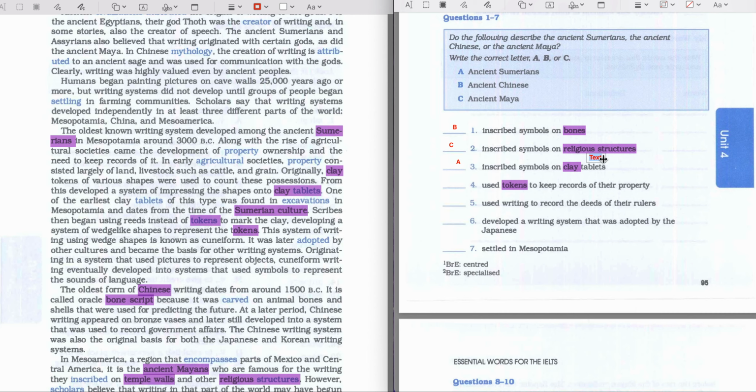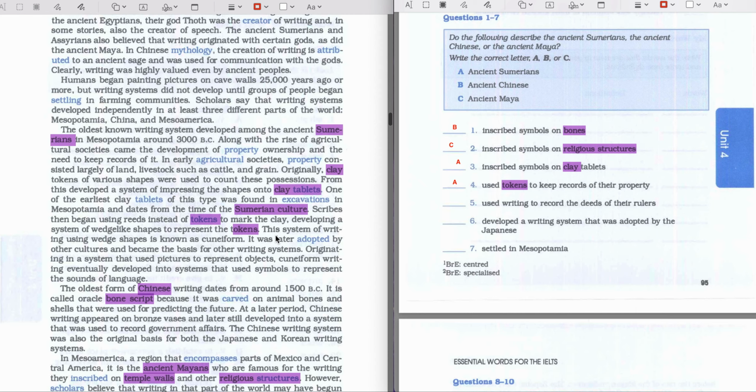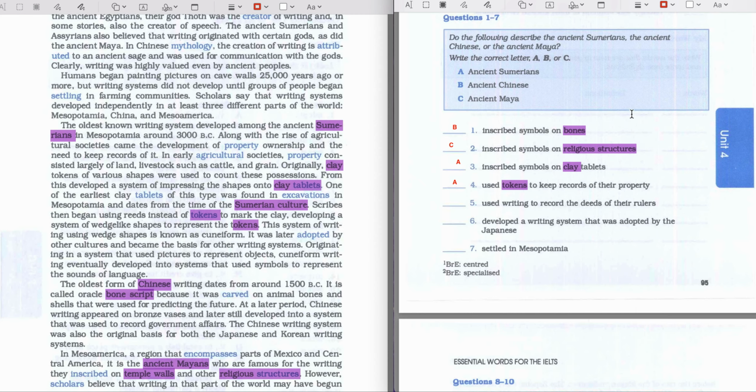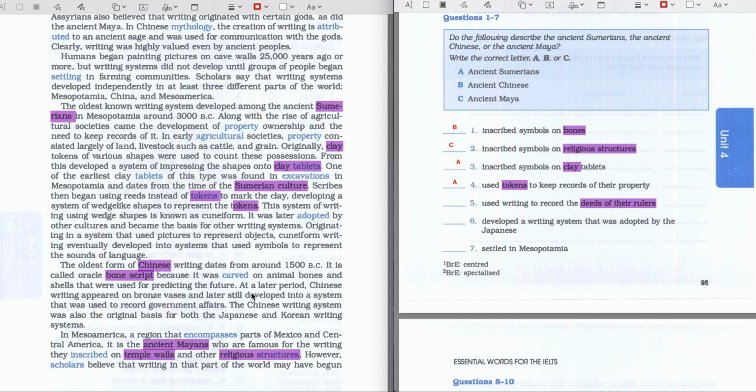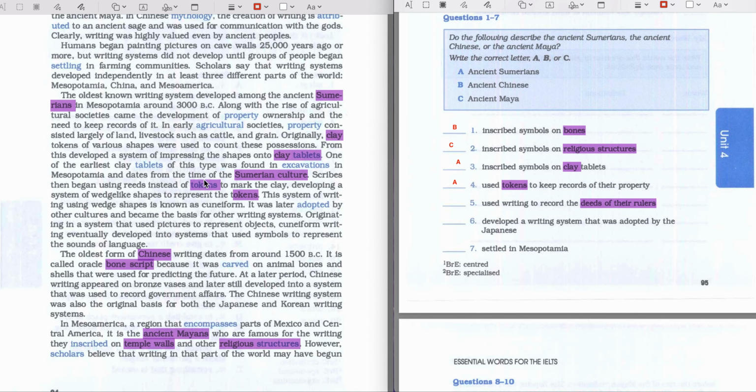This is Sumerian culture. Answer is A. Let's go further. Used writing to record the deeds of their rulers. So any information, you have to highlight the keywords. So we need to record deeds of their rulers. Deeds of their rulers. Let's try to find any information about it here.